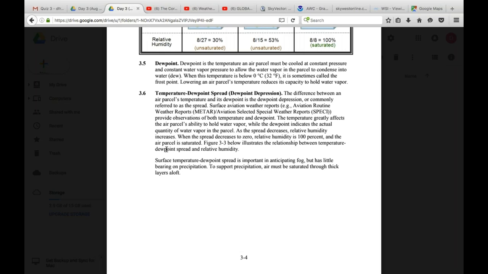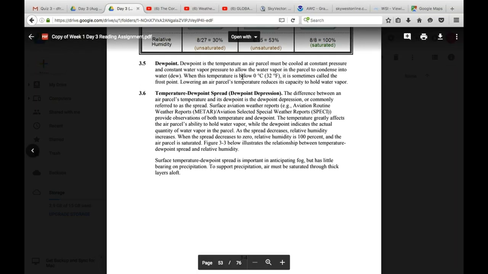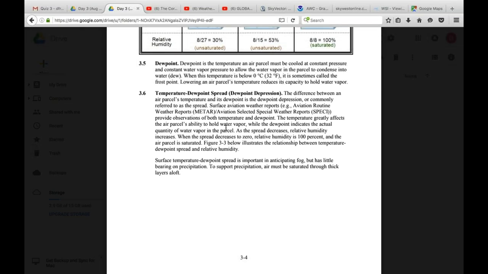The difference between an air parcel's temperature and its dew point is the dew point depression, or commonly referred to as the spread. So our dew point is going to be expressed as a temperature. If our dew point is like 10 degrees Celsius and our temperature is 10 degrees Celsius, our temperature dew point spread is going to be zero. So when the spread decreases to zero, relative humidity is 100% and the air parcel is saturated.